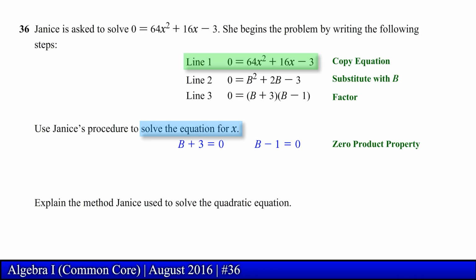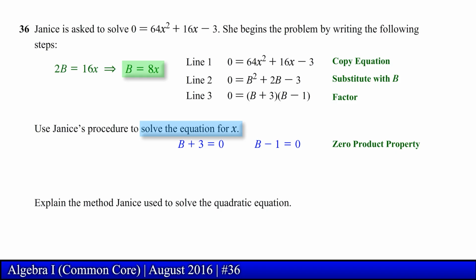By comparing the equations of line 1 and line 2, we can determine the variable expression for b. Notice that the linear term in both equations from line 1 and line 2 must equal to each other. The quadratic terms should also equal to each other. Equating the linear terms with one another and solving for b, we obtain b is equal to 8x.